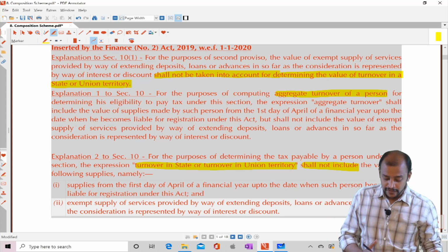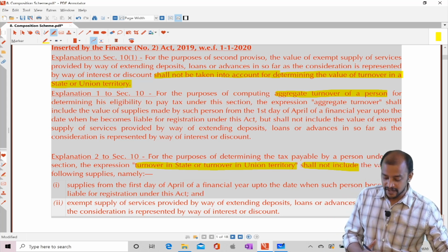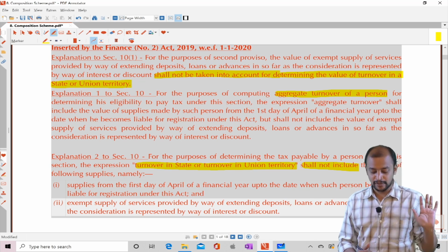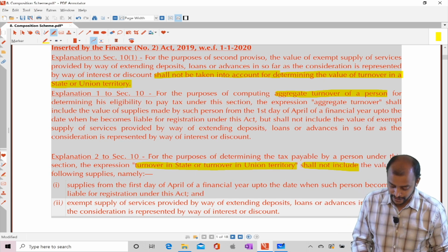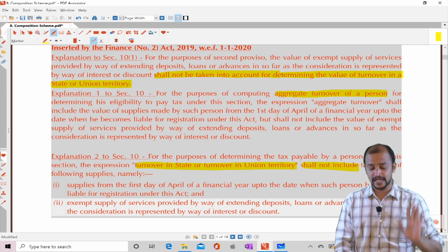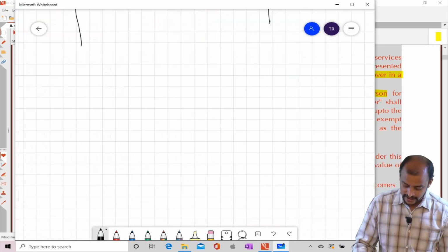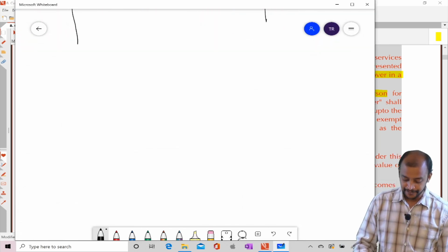It shall include the value of supplies made by a person from the first day of April of a financial year up to the date when he becomes liable for registration under the Act, but shall not include the value of exempt supply of services provided by way of extending deposits, loans or advances insofar as the consideration is represented by way of interest or discount. Let's see this with the help of an example here.